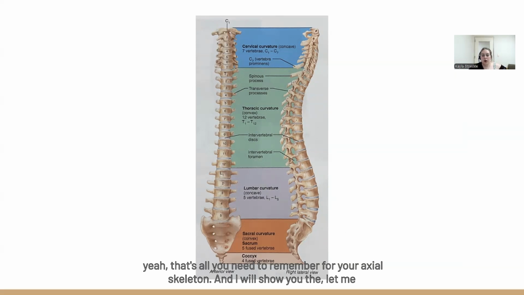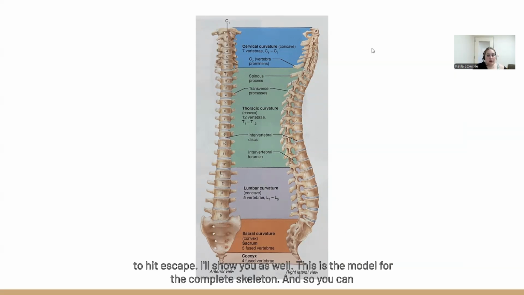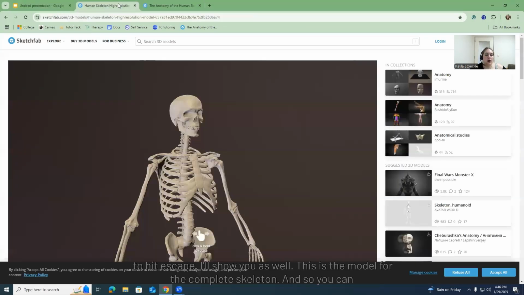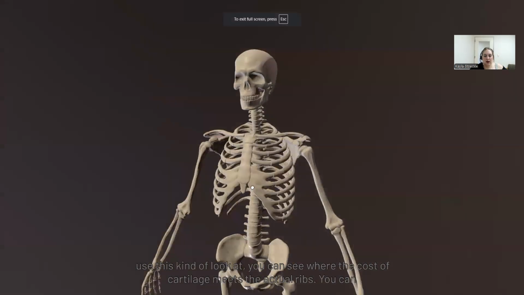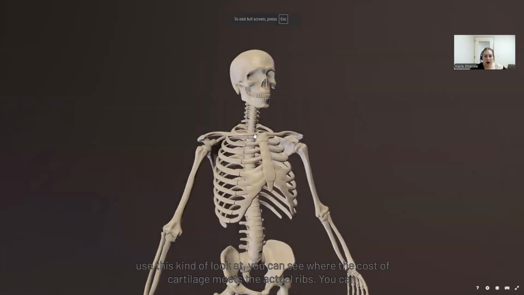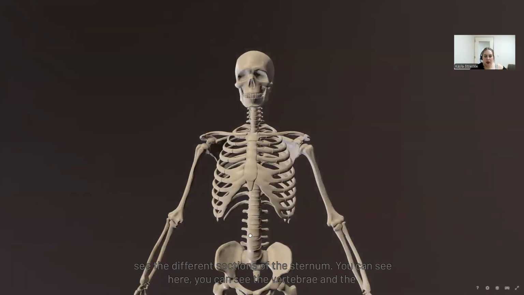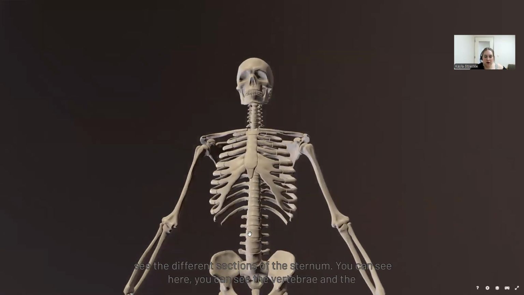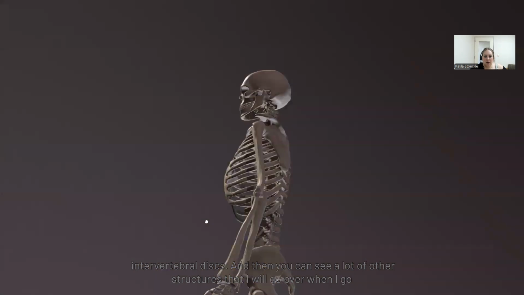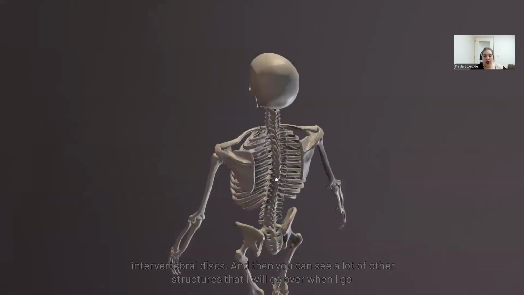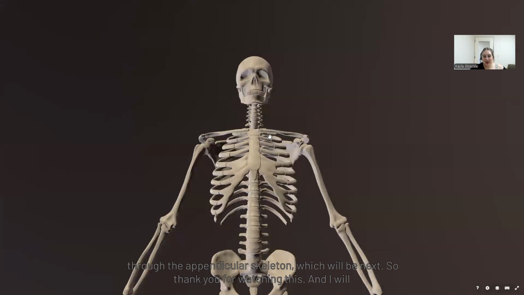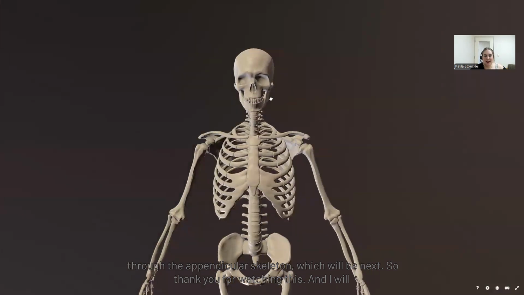And I will show you, let me hit escape. I'll show you as well. This is the model for the complete skeleton. You can use this to look at where the costal cartilage meets the actual ribs. You can see the different sections of the sternum. You can see the vertebrae and then the intervertebral discs. And then you can see a lot of other structures that I will go over when I go through the appendicular skeleton, which will be next.